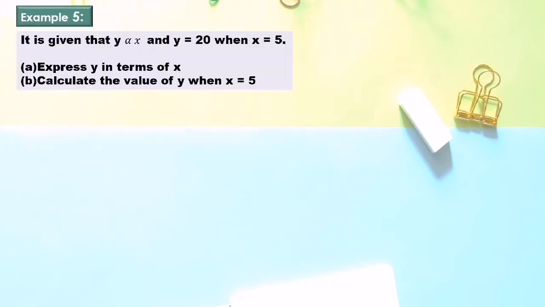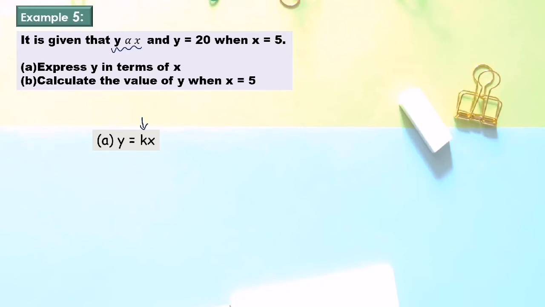Okay, now we look at example 5. It is given that y varies directly as x and y equals to 20 when x equals to 5. Express y in terms of x. Okay, to answer this question, you have to change the variation to equation. So y equals to kx. So you add the constant when you write the equation.